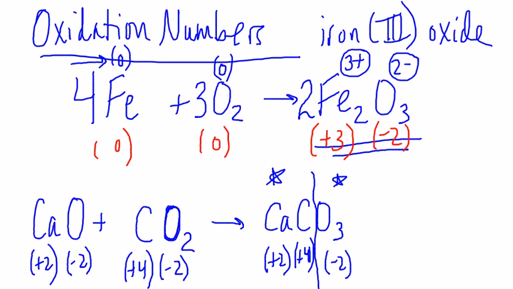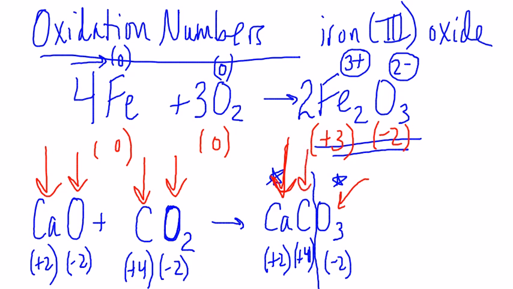I then compare what each element has done from the left to the right. Calcium started out as +2 and ended as +2. Oxygen was -2 on the left, and it's -2 on the right. Finally, carbon is +4 and +4 on the right. Because none of the atoms underwent any change in oxidation, this is not an example of a redox reaction.